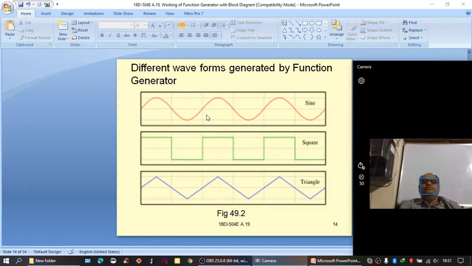And this is how the output signals appear when they are displayed on a CRO: a sinusoidal signal, a square wave signal, and a triangular wave signal. As you can see, the frequency of all the signals will be the same. Up to here, one cycle ends. Up to here, second cycle ends. Third cycle ends. For all the signals, the frequency is the same. The only difference is the change in shape and level, the amplitude of the signal.